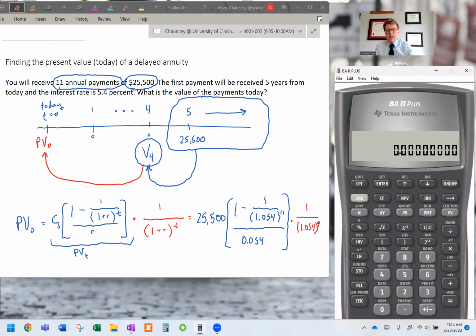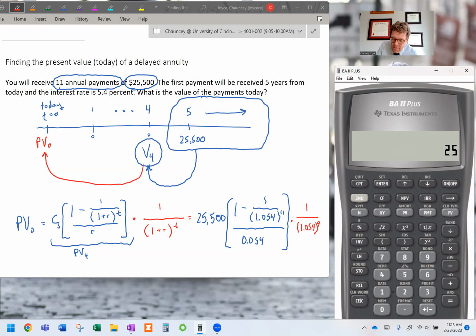So I'm going to do this several ways. I'm showing you the formula approach first, but then we'll do a couple other ways to hopefully help you. 1.054 to the power of, so you press Y to the X, and then you put 11 in there. That is this term, 1.054 to the 11th. We invert it by pressing 1 over X. It has a negative in front of it. Add 1 to that. That's your numerator in the hard brackets. Divide by that discount rate of 0.054. And that is your annuity discount factor.